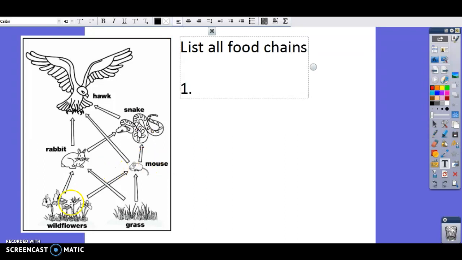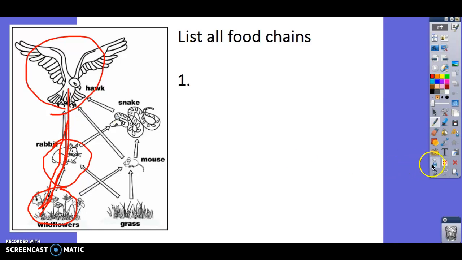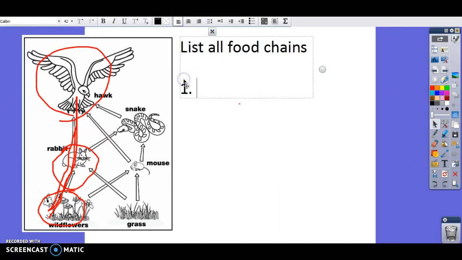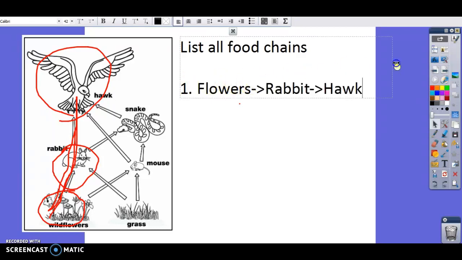So let's find the first one. We're going to start with the wildflowers. Now we have to pick an organism, so the rabbit will go next, and then we'll do the hawk. So this will be our first food chain, these guys following the arrows. We just write down one pathway. So I'm going to write flowers, and then rabbit, and then hawk. So that's one food chain in this food web.